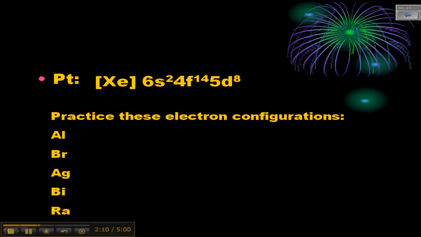So platinum, its electron configuration, xenon is the noble gas. It's in the 6th row, so 6s2. Don't forget that 4f14 comes after the 6s2, and then 5d8. It's in the d8 column, and remember that d is row number minus 1. So practice these electron configurations. Pause the video because the answers are getting ready to pop up.